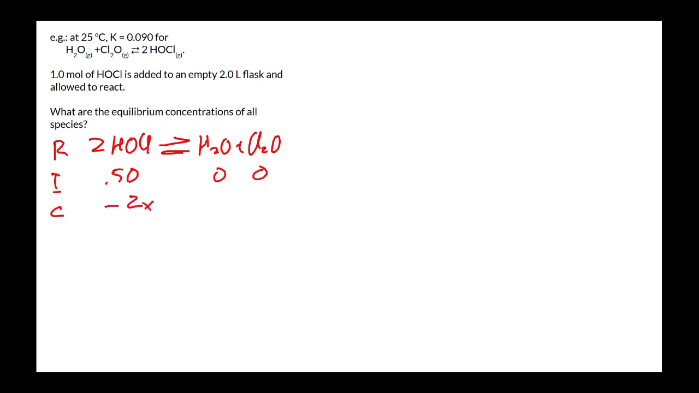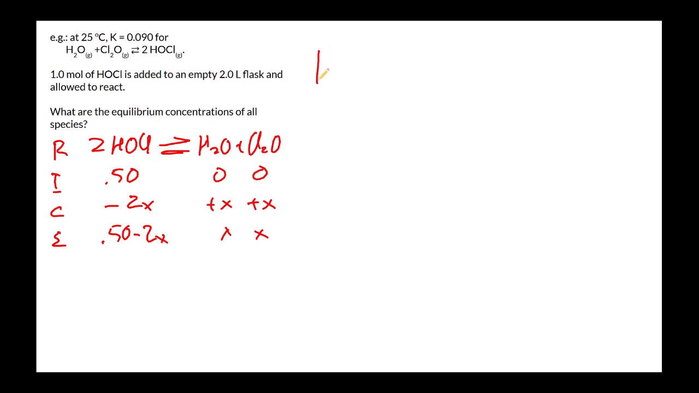This is the same reaction that we had, except it's going to happen in reverse. So let's set up our Rice chart by flipping this around. So 2HOCl will be in equilibrium with H2O and Cl2O. What are our initials? Well, we have 1 mole in a 2-liter flask, so that's a half a mole per liter. And we don't have any water, we don't have any Cl2O. Change: minus 2x, plus x, plus x. So at equilibrium, this will be 0.50 minus 2x. This will be x, and so will this.